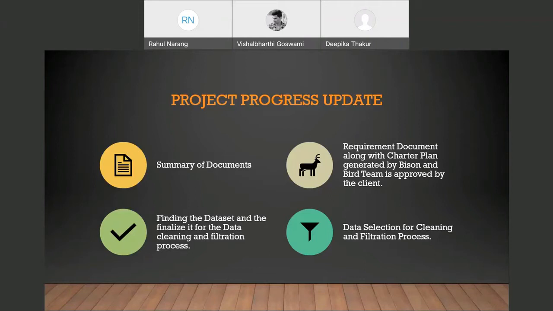project. We started with creating a requirements document, and based on that requirements document, we created a charter plan which shows the whole timeline of our project, which was then approved by our client, Bison and Bird. After that, we started our preliminary stage of data gathering, which got completed, and we started our data cleaning process. Now we are at our data cleaning and filtration process, where we are doing the data selection to get the relevant information for the visualizations.